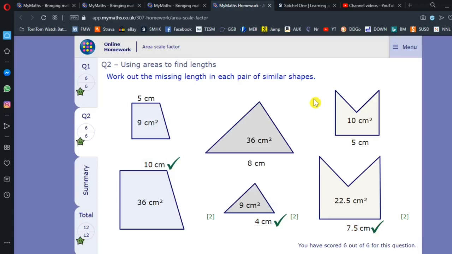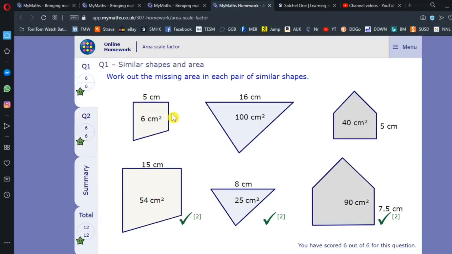Okay, so the important thing here is for this question 2, get the area scale factor and then square root it to get the length scale factor. And in question 1, because you've got 2 lengths, you can get the length scale factor, and then you've got to square that to get the area scale factor. Okay, I hope this helps.